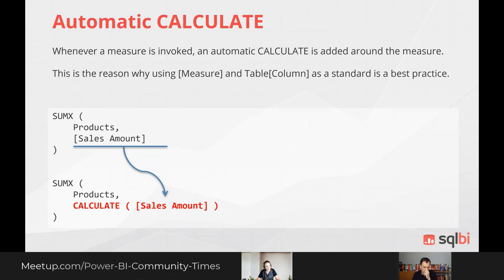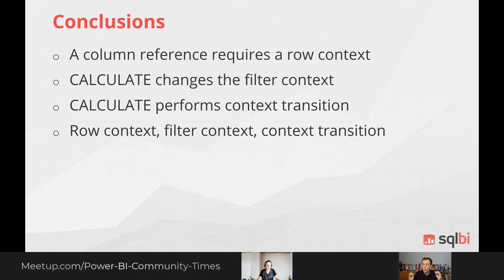So we have seen that we have two elements to know very well, row context and filter context. The row context is always required when you want to evaluate a column reference. A column reference is valid only within a row context. If you say, no, but I can write just SUM, internally it generates a row context. So you always need a row context to retrieve the data from a column in a table. CALCULATE can change the filter context, and CALCULATE can perform the context transition, combining iterators with the propagation of filters that generate different calculations. So row context, filter context, and context transition are the three most important concepts that you have to learn in DAX to be able to create any kind of calculation.